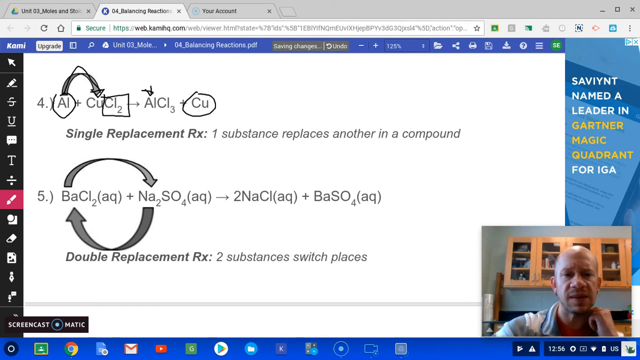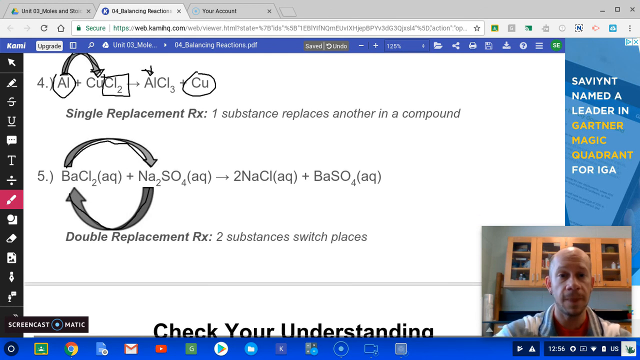A double replacement is when we have 2 substances switching places. So notice how barium and sodium have switched places because in the reactants, barium is with chlorine, and as a product, sodium is now with chlorine, and sodium has switched places with barium because as a product, barium is now with sulfate, the SO4, and sodium is now with the chlorine.